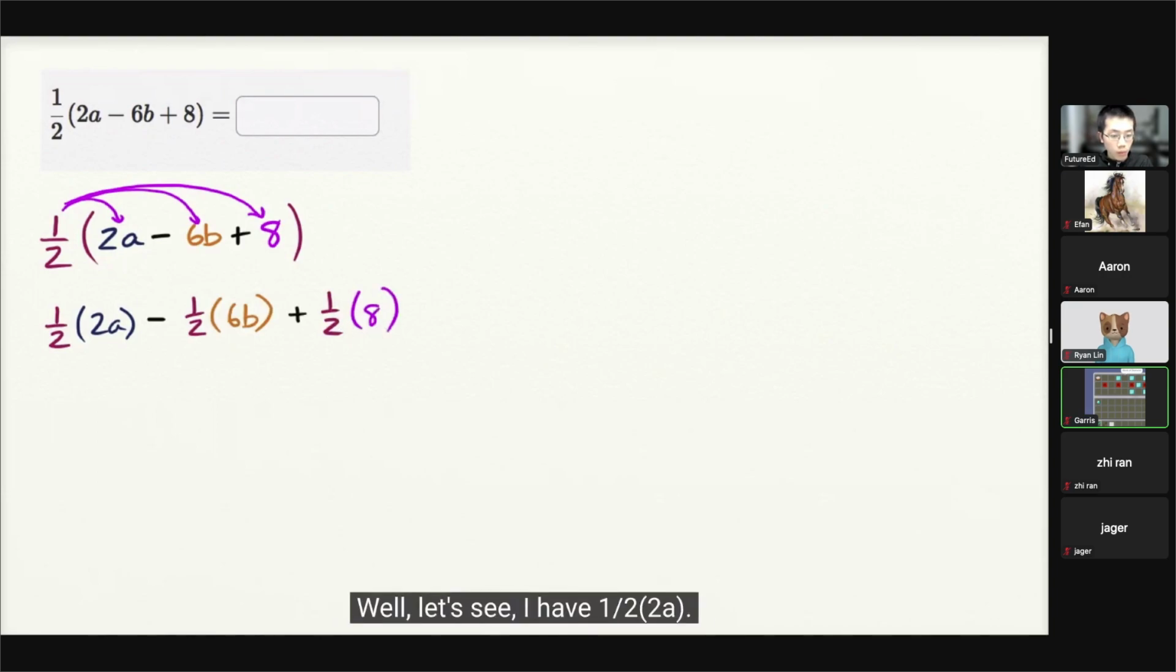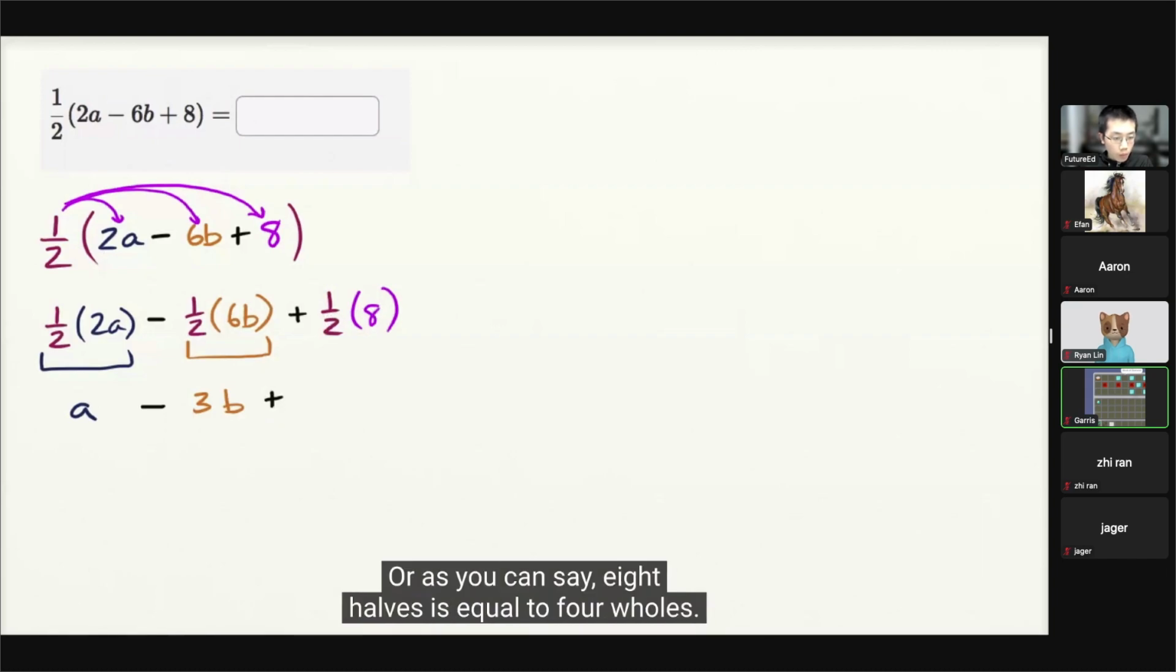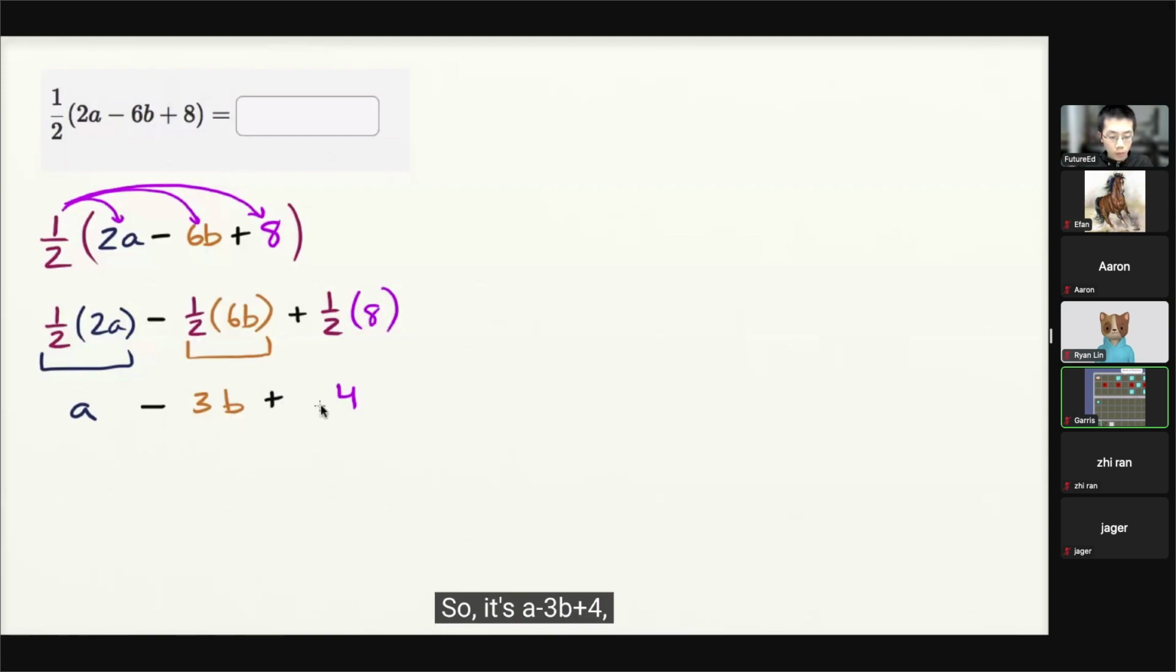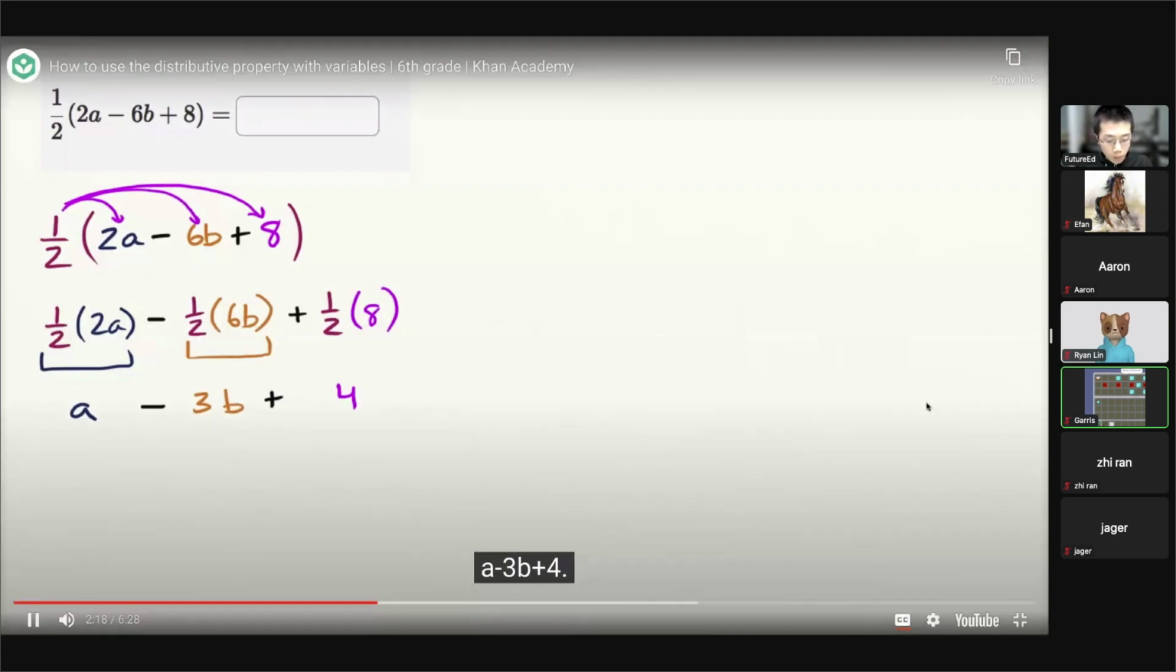So what's this going to be? Well, I have 1/2 times 2a. 1/2 times 2 is just 1, so you're just left with a. And then you have minus 1/2 times 6b. 1/2 times 6 is going to be 3, and then you're still multiplying times b, so it's 3b. And then we have plus 1/2 times 8. Half of 8 is 4, or you could say 8 halves is equal to 4 wholes. So it's a minus 3b plus 4.